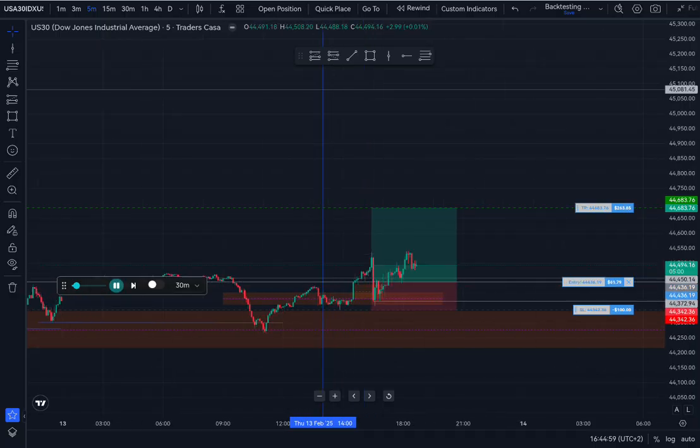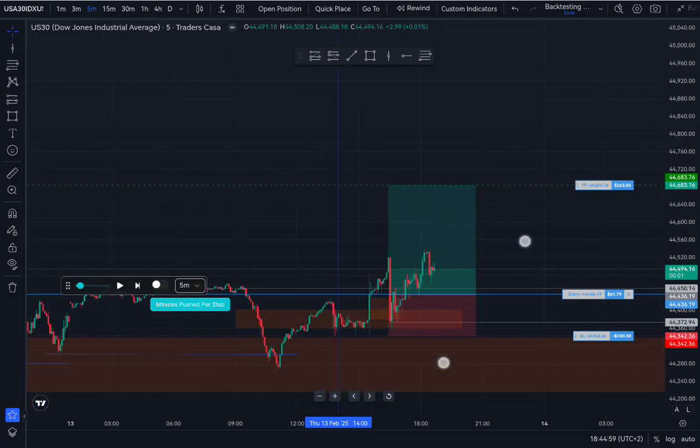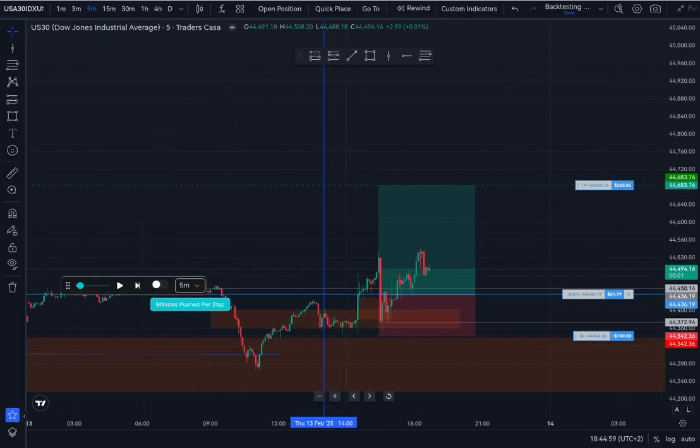Why is it skipping too much? I'm on the 5 minute, we are using the 30 minutes. I don't want that. Okay, you can see we are still pushing up. We're still pushing up.